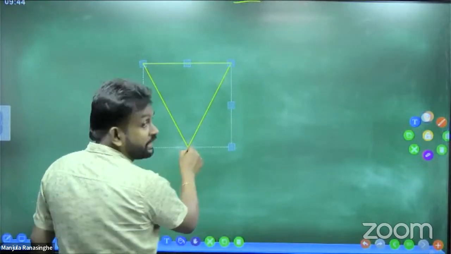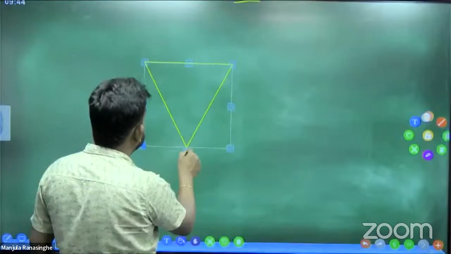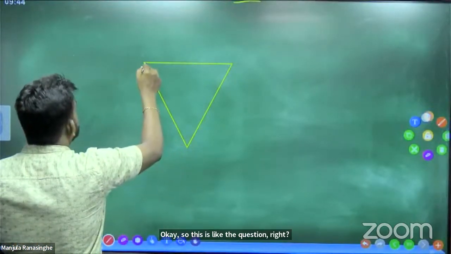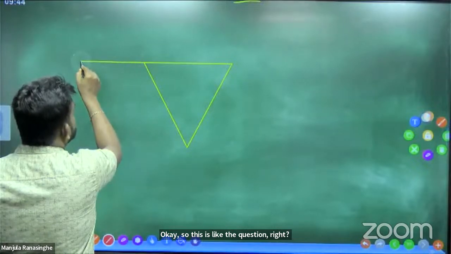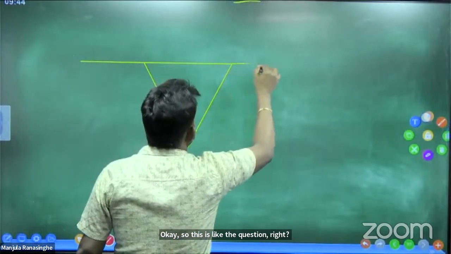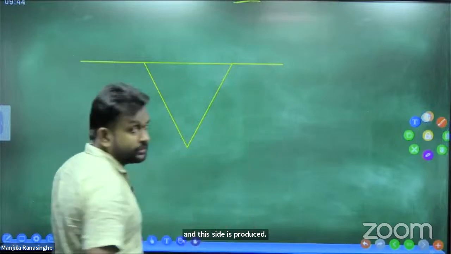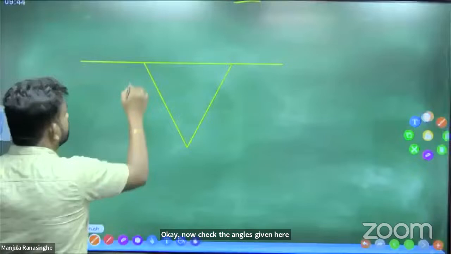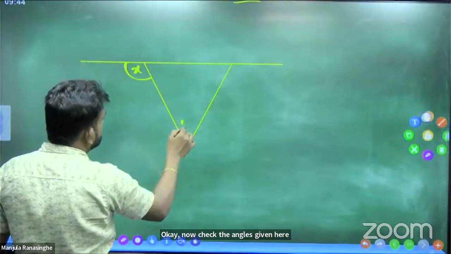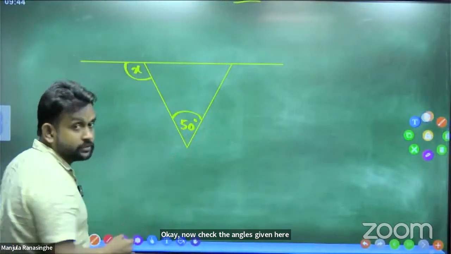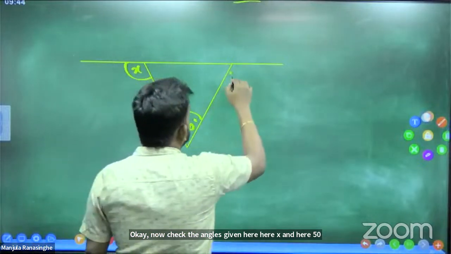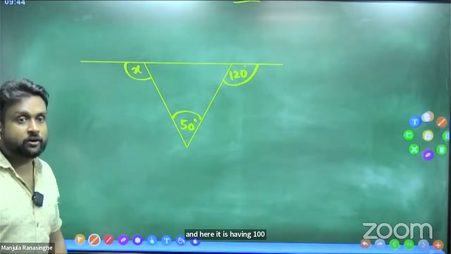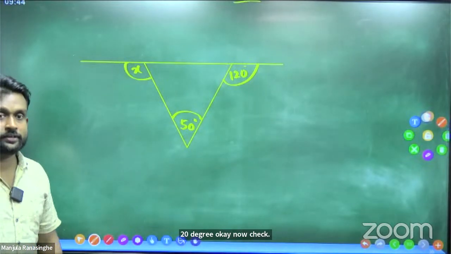Okay, so this is the question, right? And this side is produced. Now check the angles given here: here x and here 50, and here it is 120 degrees. Now they are asking to find the value of x using the given figure.